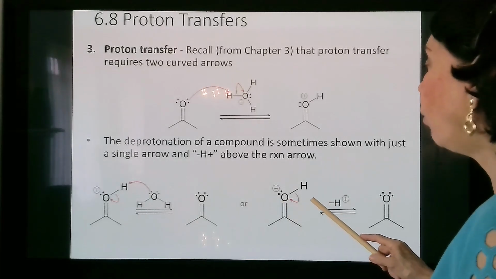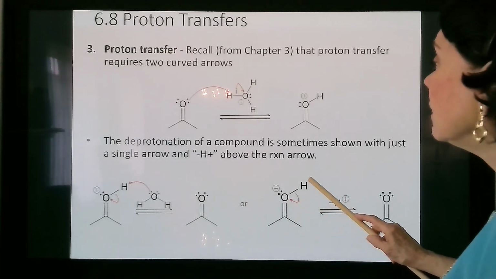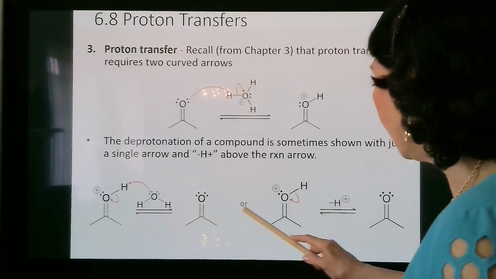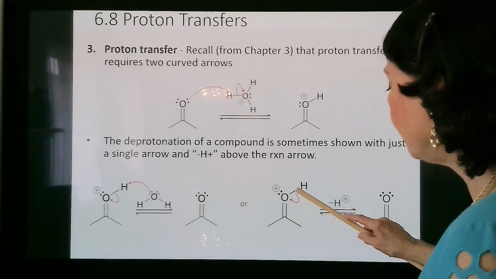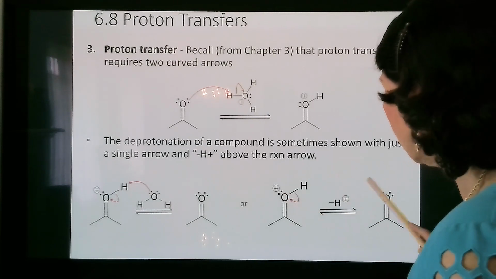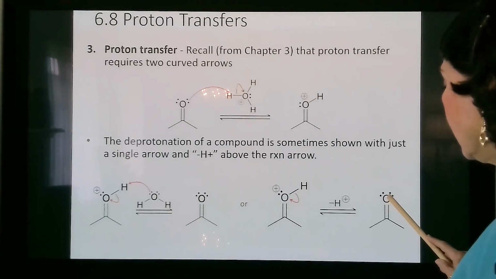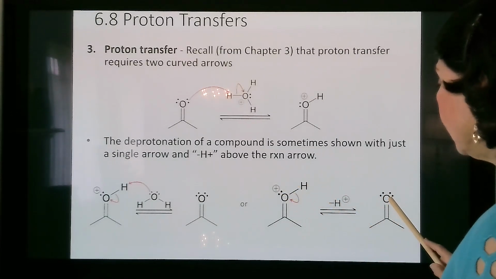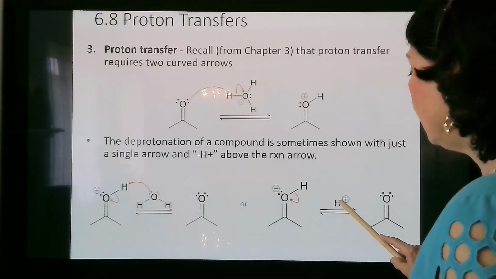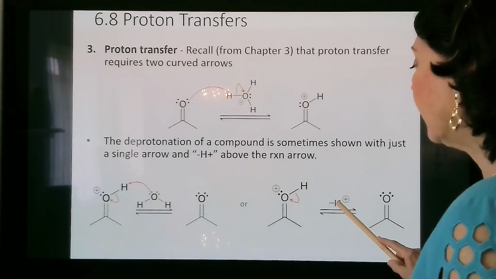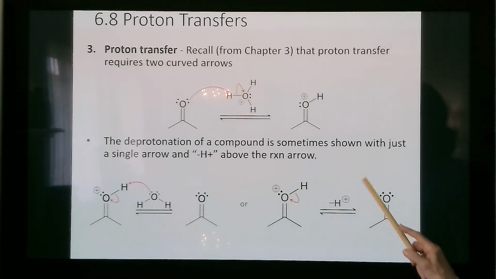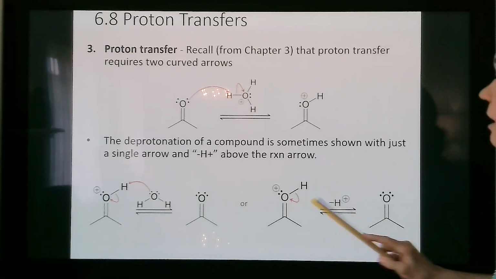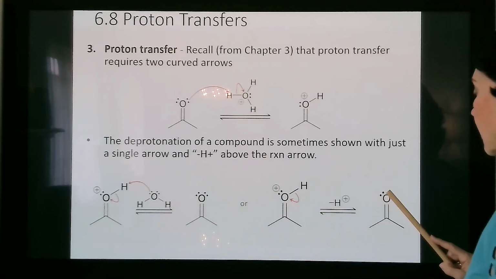Here, in this case, water isn't even shown, so you simply draw one of the arrows, pull the electrons back onto oxygen, and so now the oxygen is no longer bearing a positive charge, and the proton is just drawn as leaving, and it's drawn in as minus H plus above the arrow. You often see this. So this is really the same as that.